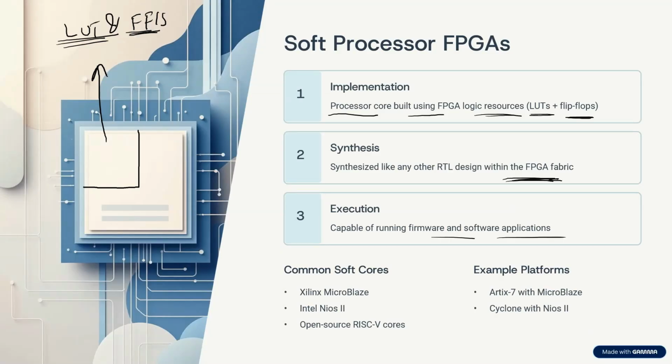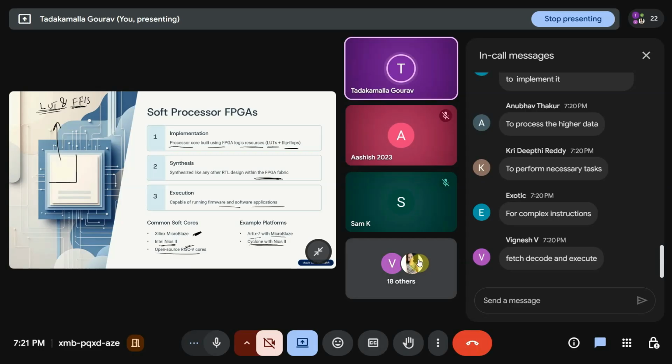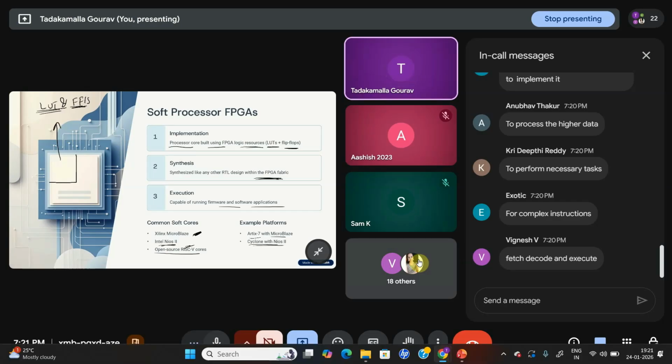Now, some of the common soft cores are the Xilinx MicroBlaze, which is a very good example, Intel-based FPGAs, and open source RISC-V cores. These are all soft cores. The platforms are Artix-7 with MicroBlaze and Cyclone with Nios. You can see these are soft core processors. And why you need a processor and how you are going to establish the connection between your processor and your FPGA, for that I have added some case studies where we can have the discussion. Yes, so this was about soft processors.